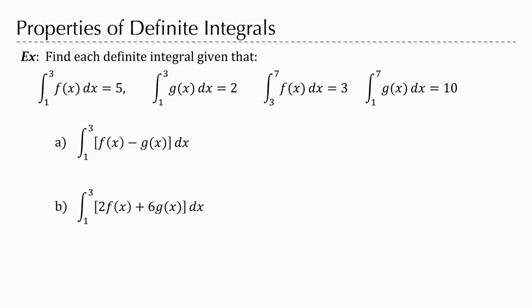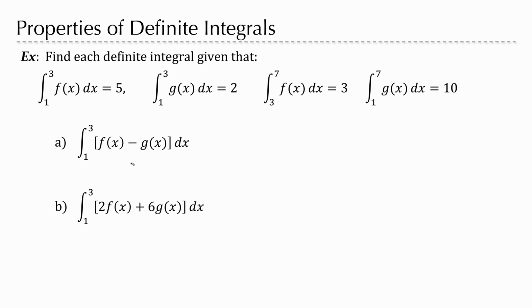Now let's talk about using the properties and the kind of questions we're going to get. So for example, there might be situations where we're given different values of different integrals, right? Different areas under a couple graphs over different intervals. And we want to use these numbers and values that we know to calculate some other different integrals. So for instance, here we know the area under f from 1 to 3 is 5. The area under g from 1 to 3 is 2. The area under f from 3 to 7 is 3. And the area under g from 1 to 7 is 10. That's kind of our given information.